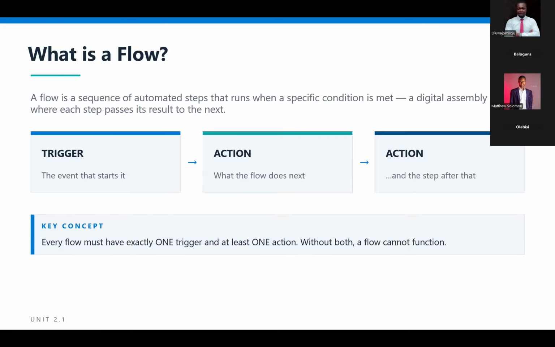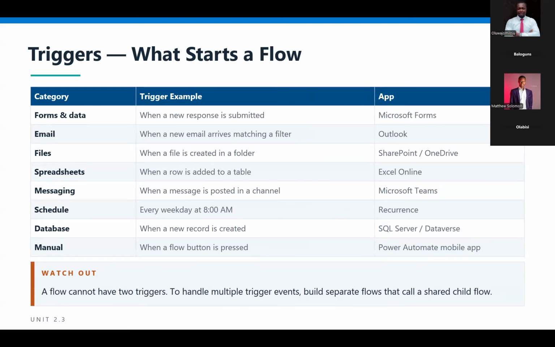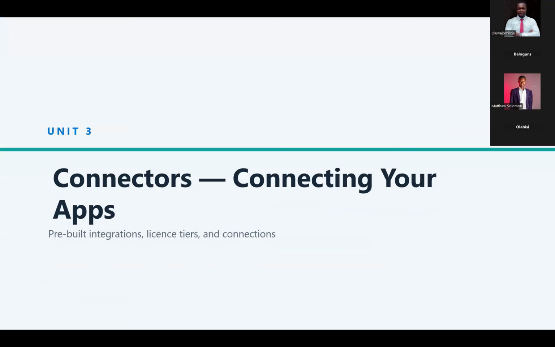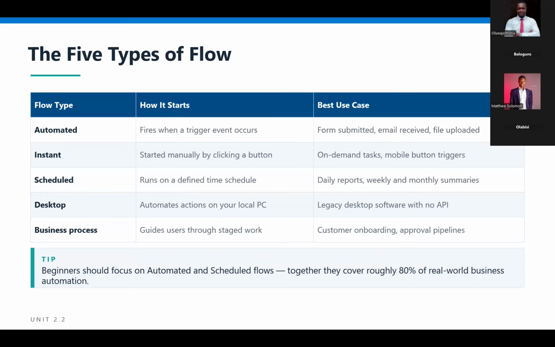So I'll move to the next slide. So 5 types of flow. Let me see in the next part of this. I think I'll stop here. Let's see. So 5 types of flow. What are the types of flow that we have? Automated, instant, schedule, desktop, and business process.